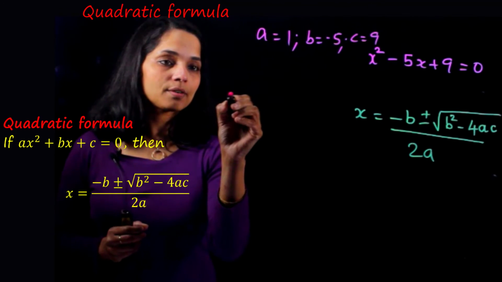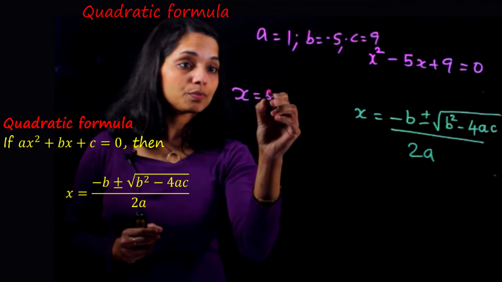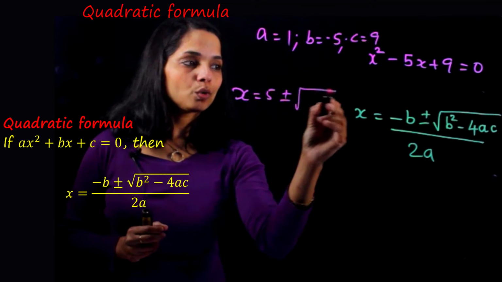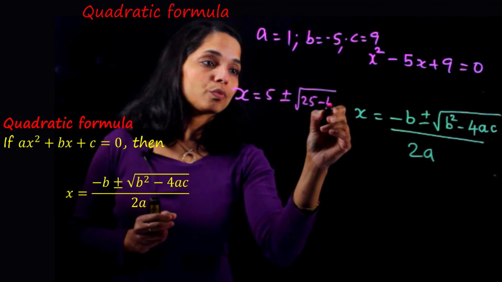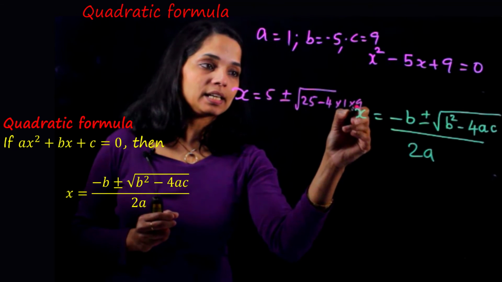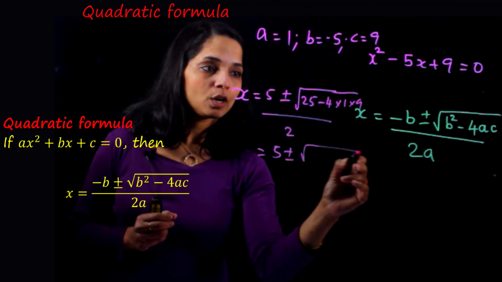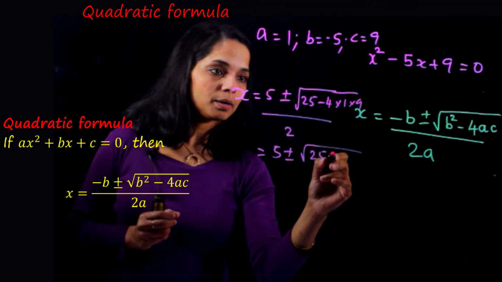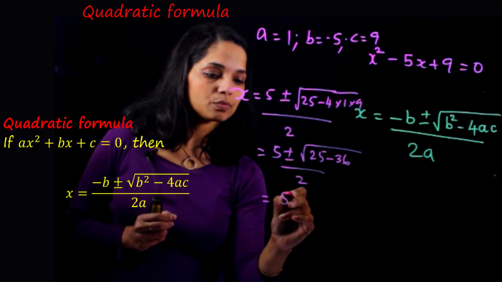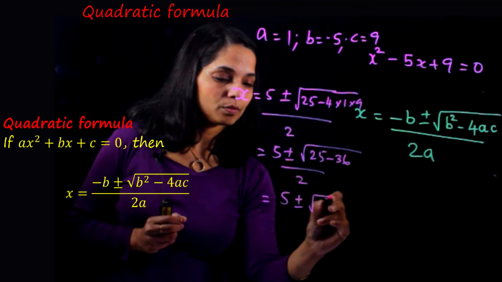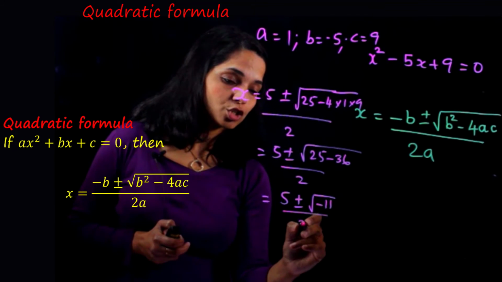The solution of this equation is x equals minus b, which is minus of minus 5, which is 5, plus or minus root b squared, which is minus 5 squared, 25, minus 4 times a times c, over 2a, which is 2. So this is 5 plus or minus root 25 minus 36 over 2. So this is 5 plus or minus root minus 11 over 2.